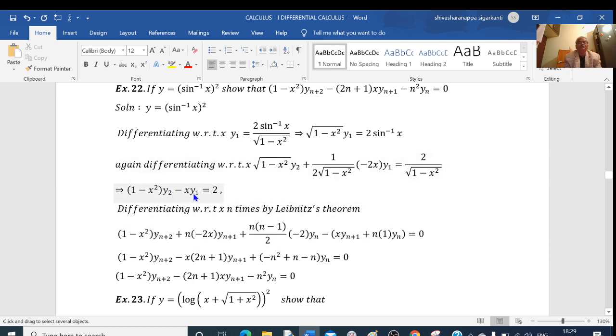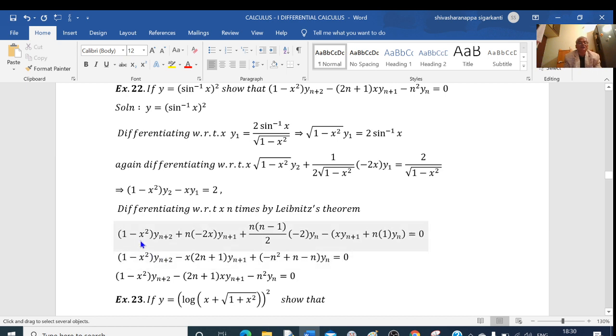Next, minus, here also I have to apply the Leibniz theorem. I will take x as the first function: x into the nth derivative of y1, which is y_(n+1), plus nC1, that is n, into the derivative of x, which is 1, into one less derivative, y_n. The next term involves the differentiation of 1, which becomes 0. So this is the last term here, equal to, on the right hand side, 2, a constant whose derivative is 0.